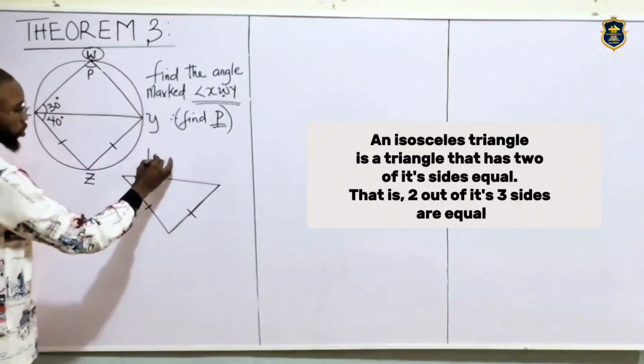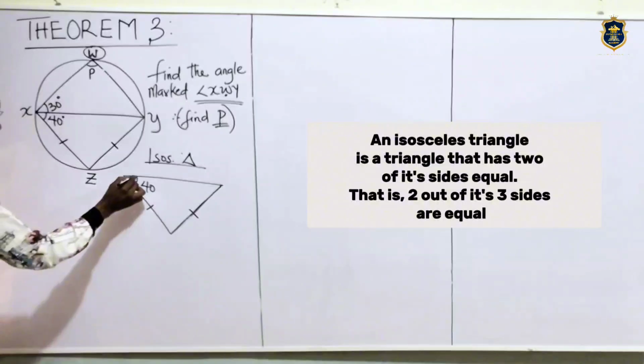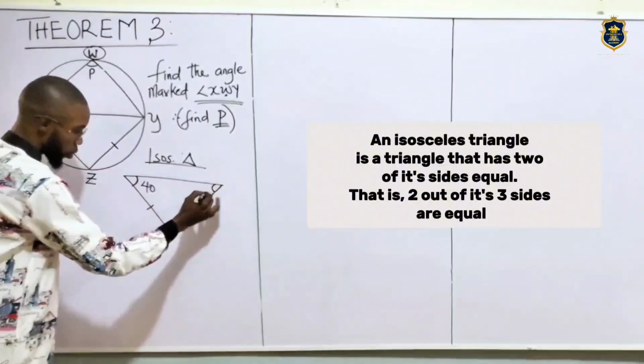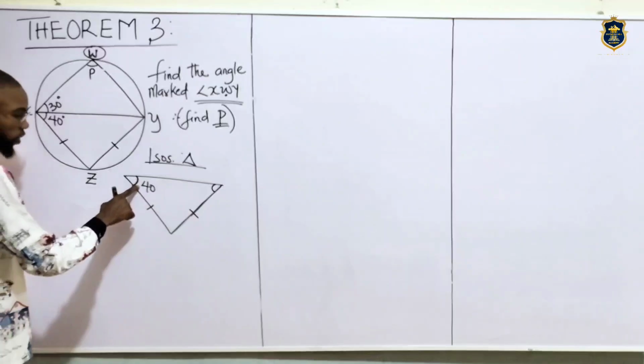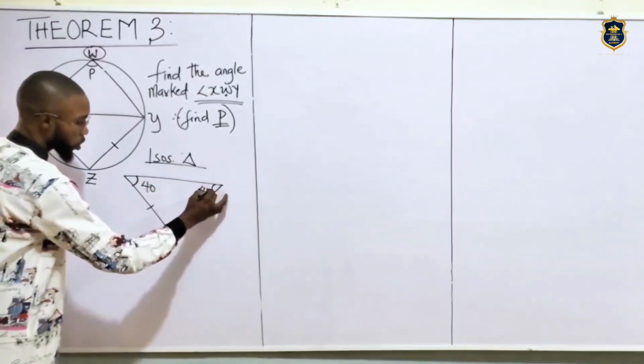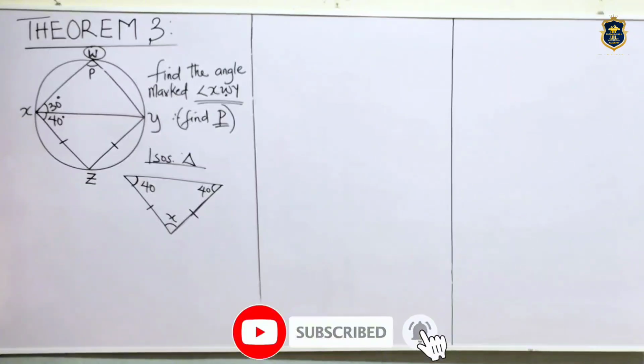So for an isosceles triangle, what this means is that this angle is equal to this angle. So what is here must be equal to what is here. That's the trick, right? So if there is 40, it means that here also is 40. That means we'll be looking for this angle. Let's just call this angle X. How do we do that?